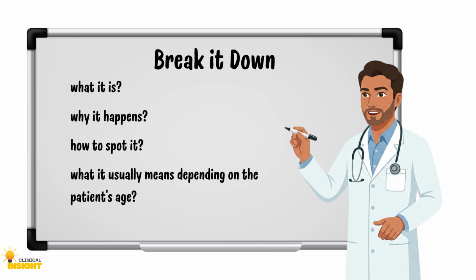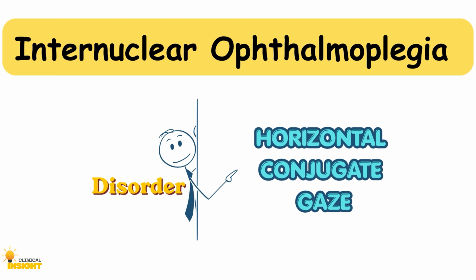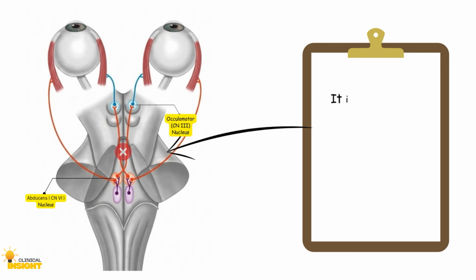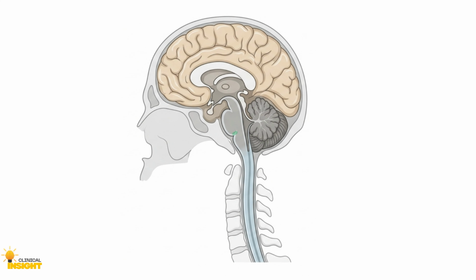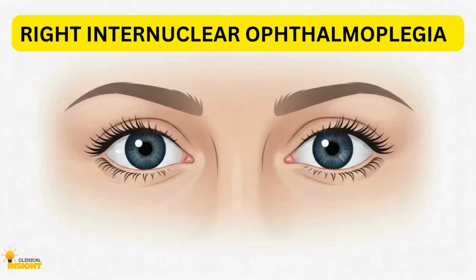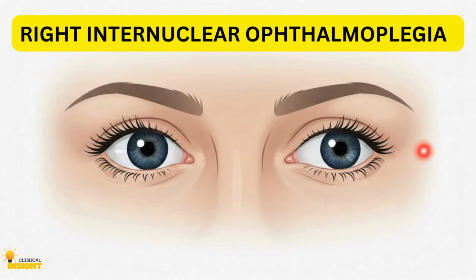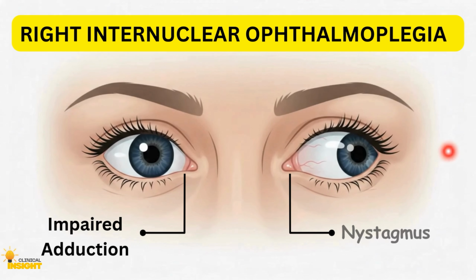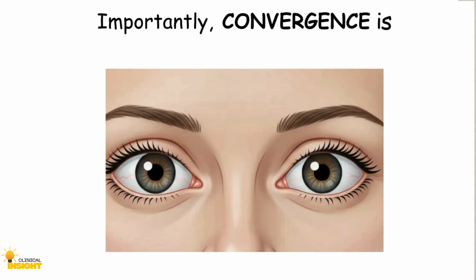on the patient's age. Internuclear ophthalmoplegia is a disorder of horizontal conjugate gaze. It's caused by a lesion in the medial longitudinal fasciculus, also called the MLF. This pathway is most often affected in the pons and midbrain. The key finding is impaired adduction of the affected eye when the patient looks to the opposite side. At the same time, the other eye often shows nystagmus while abducting. Importantly, convergence is frequently preserved.